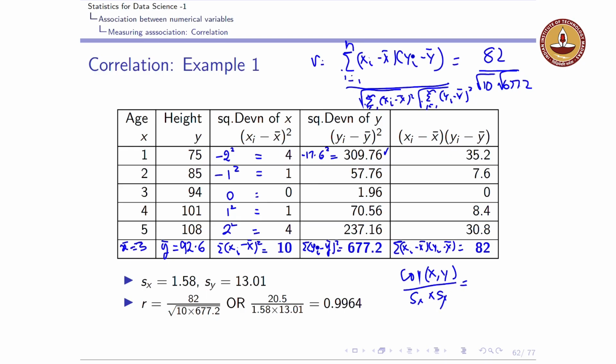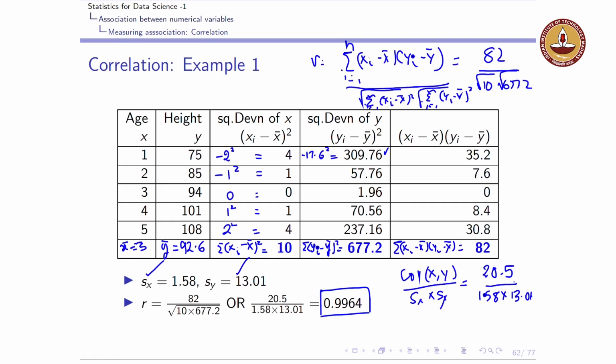What is the covariance of this value? We have already computed the covariance. You know the covariance is 20.5, covariance between x and y. This is something which you have already computed. I compute the standard deviation of x, which is 1.58, and the standard deviation of y, which is 13.01. I divide it by 1.58 into 13.01.